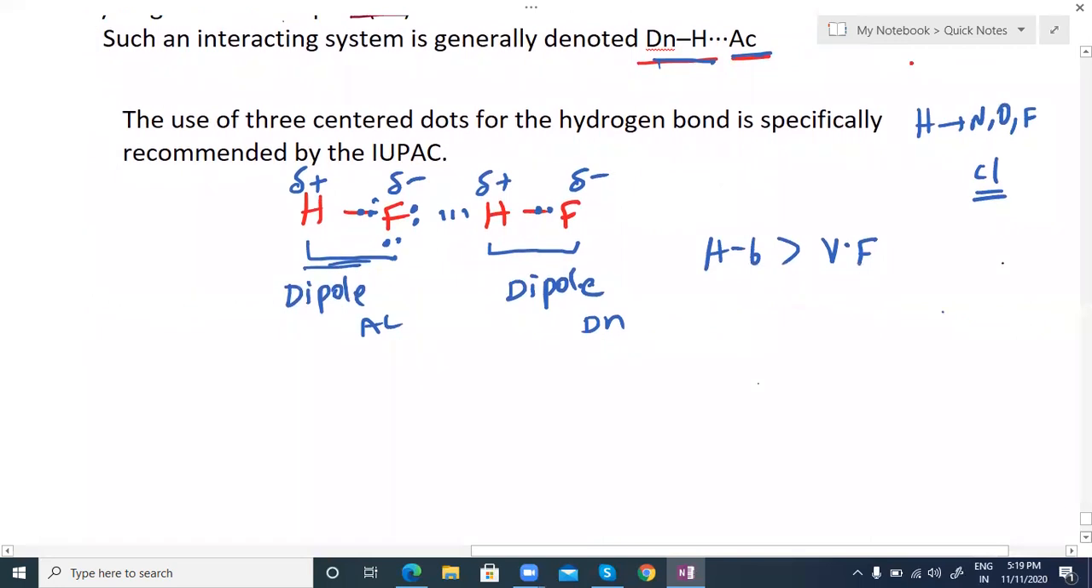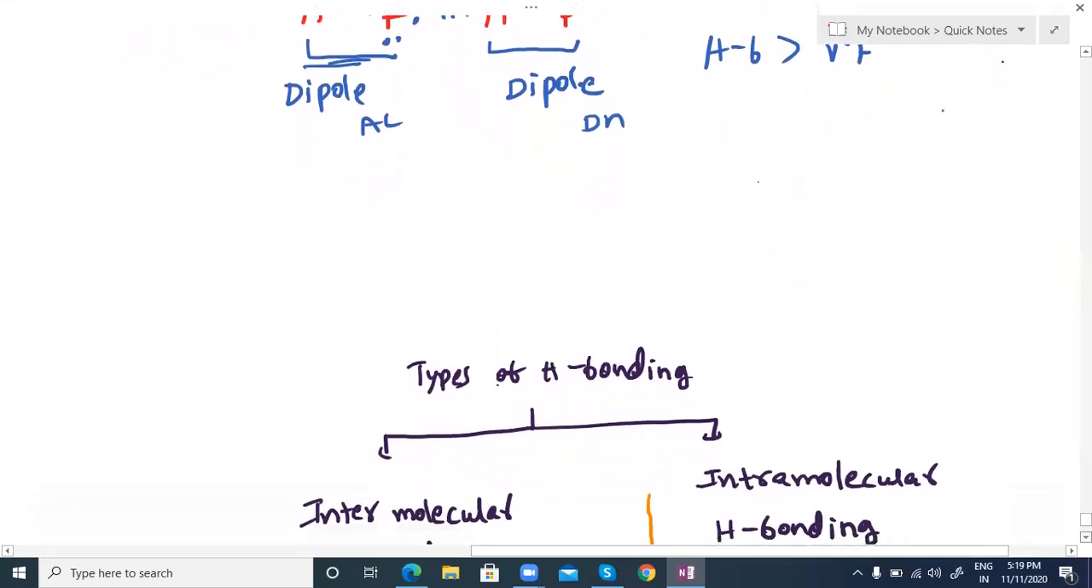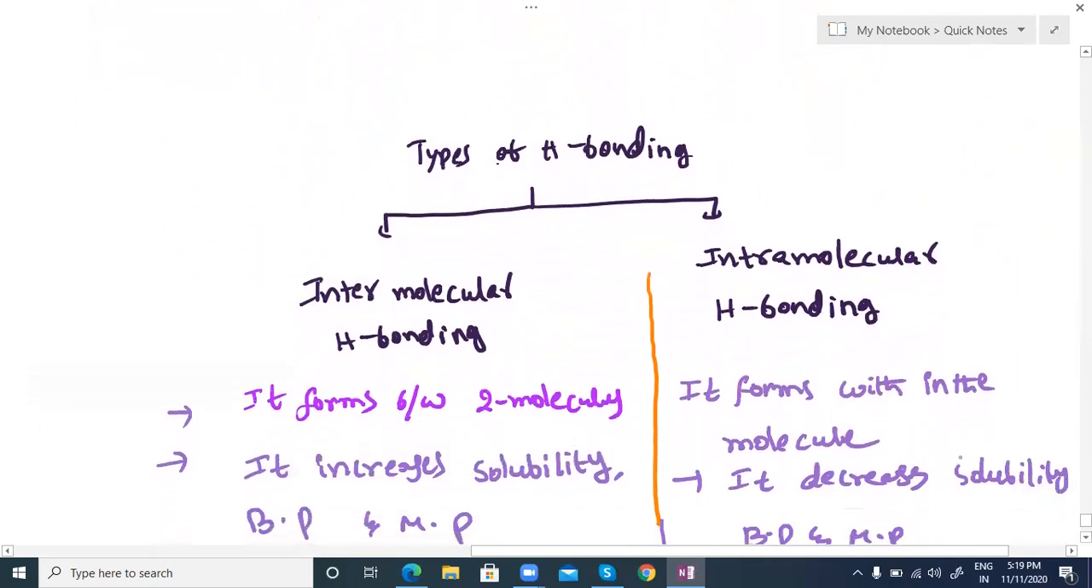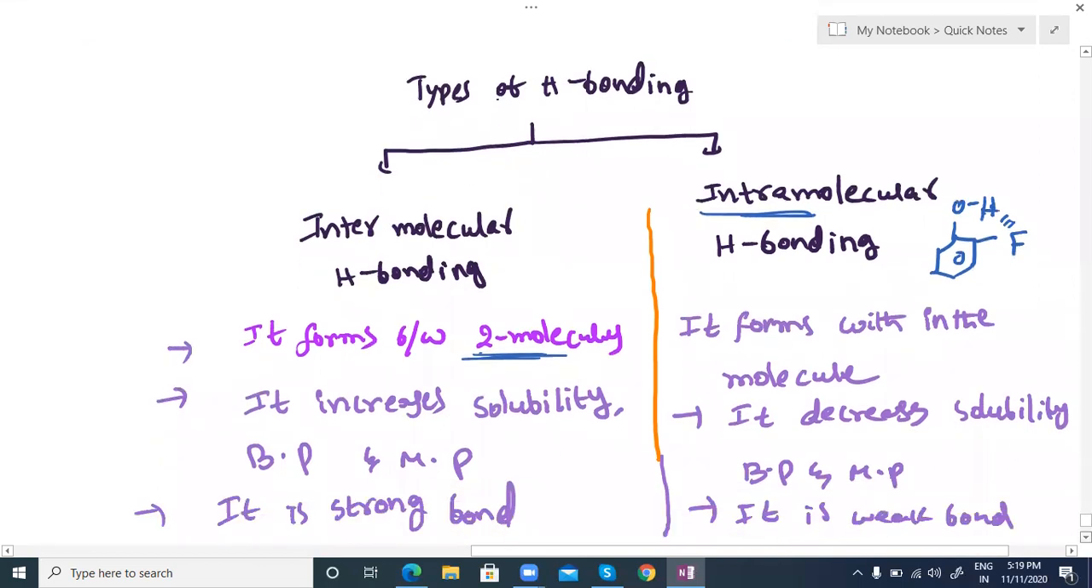Generally, hydrogen bonding is classified into the following types: intermolecular hydrogen bonding and intramolecular hydrogen bonding. Intra means hydrogen bonding formed within the molecule. Inter means between two molecules. For example, here OH is there and here fluorine, and those can easily form hydrogen bonding within the molecule. That is what we call intramolecular hydrogen bonding. Intermolecular is between two molecules, which I already showed with respect to HF.